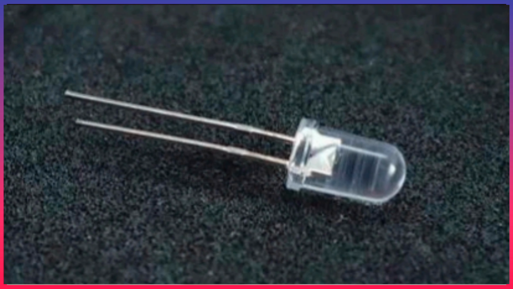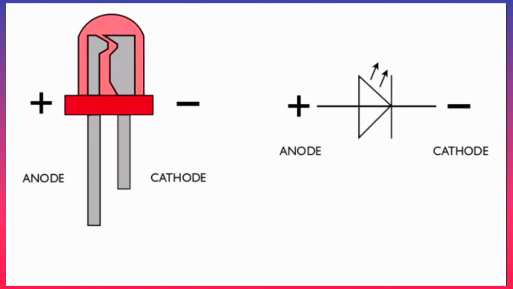LED. LED stands for light emitting diode. It emits a colored light when there is a current flowing through it. An LED has two leads, namely anode and cathode. The longer lead is the anode. It should be connected to the positive voltage. The shorter lead is the cathode. It should be connected to the ground.